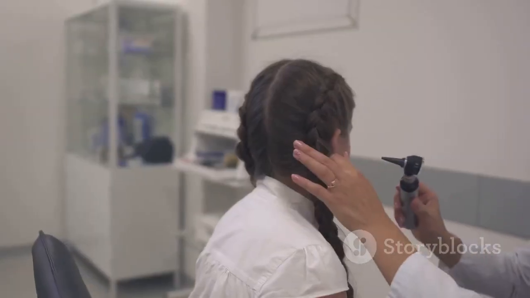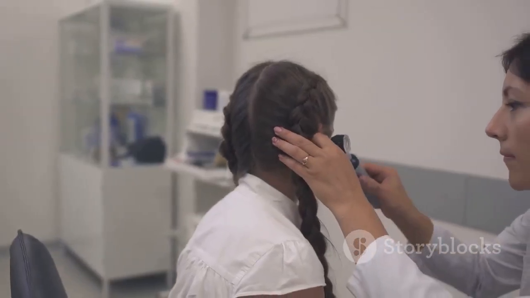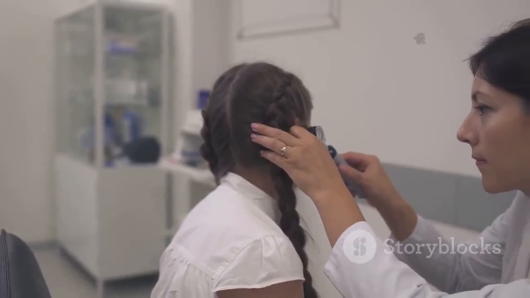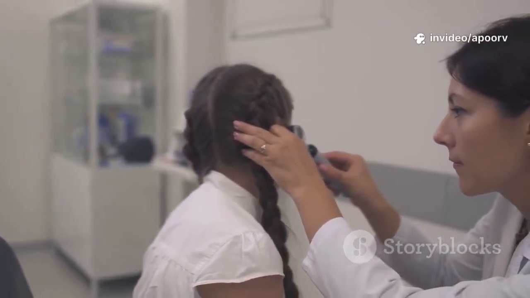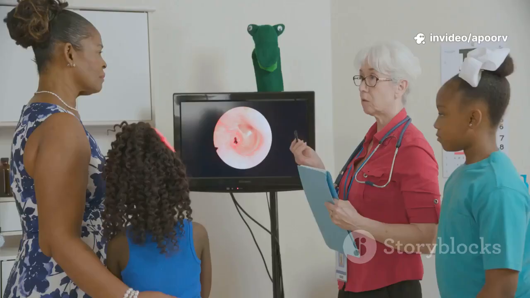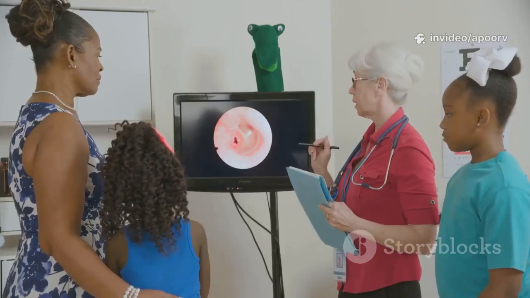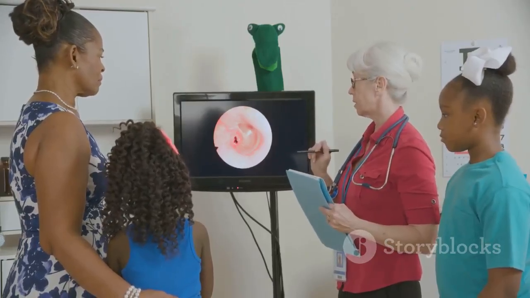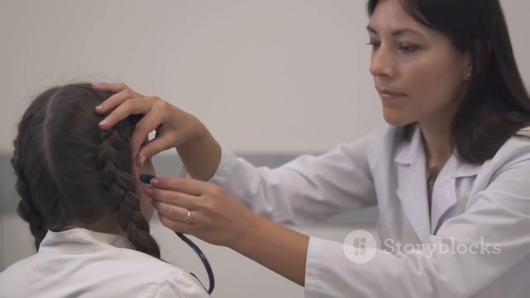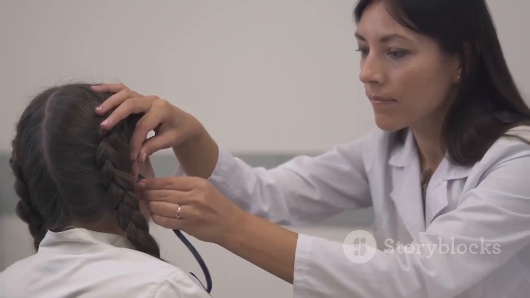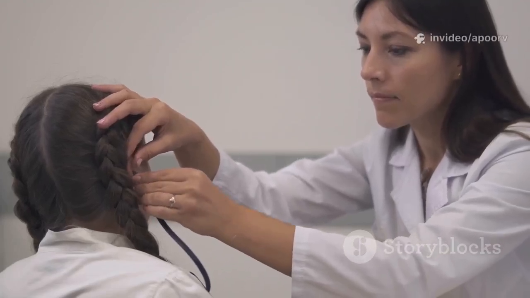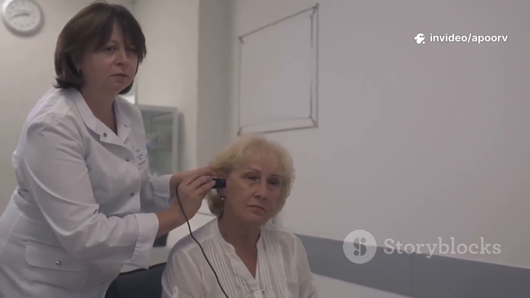The exact cause of Meniere's disease isn't fully understood, but it's thought to be related to a buildup of fluid, called endolymph, in the inner ear. Think of it like a plumbing problem where there's too much fluid in the system, creating excess pressure that disrupts the delicate balance and hearing mechanisms within the cochlea and vestibular system. This pressure change is what triggers the sudden and severe symptoms.